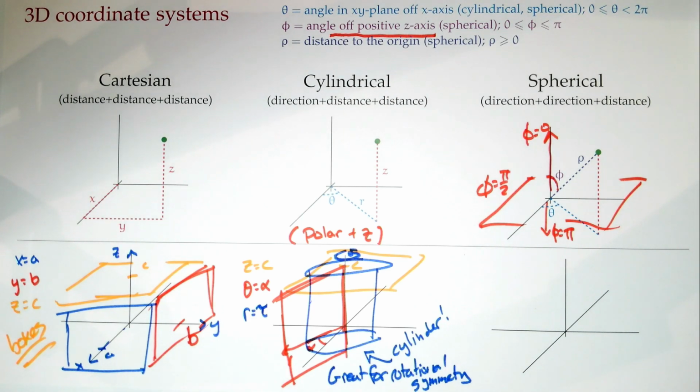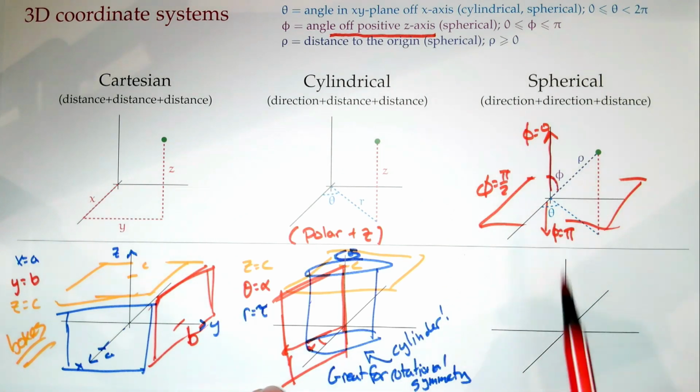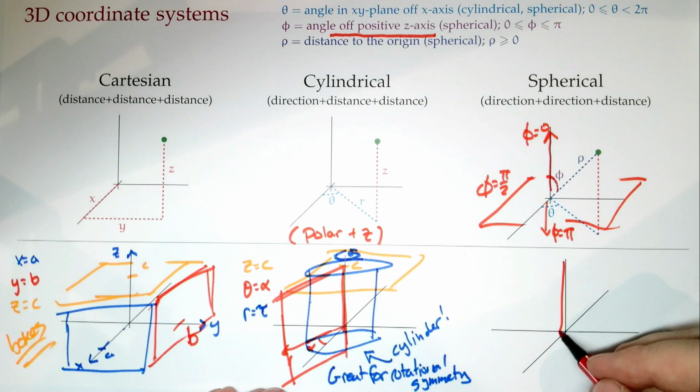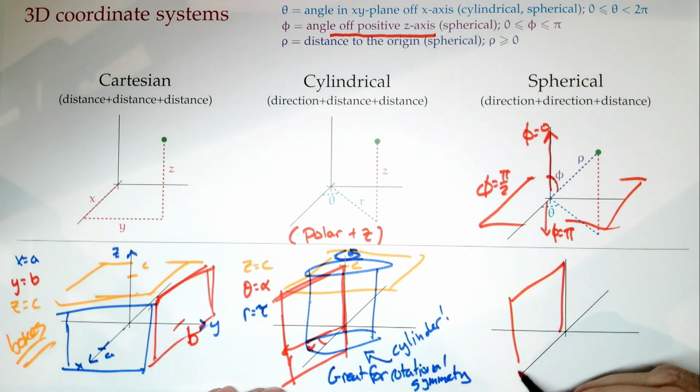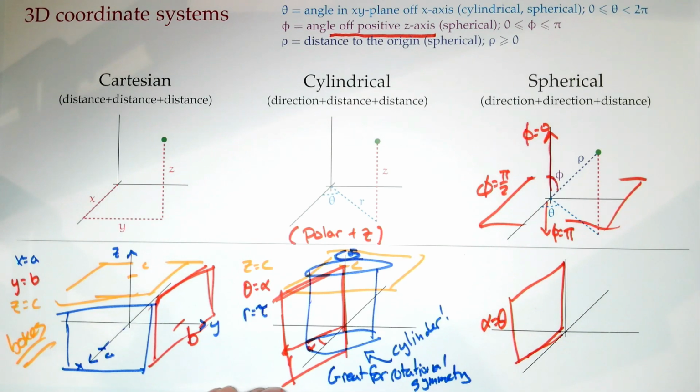Okay, spherical coordinates. Well, is there anything that we know already? We have three things: theta, phi, and rho. And the answer is theta. Why? Because the theta in cylindrical coordinates is the same as the theta for spherical coordinates. They have the same properties. So again, I see these half planes coming out. So this is my theta equals alpha. Okay, so that's the same.